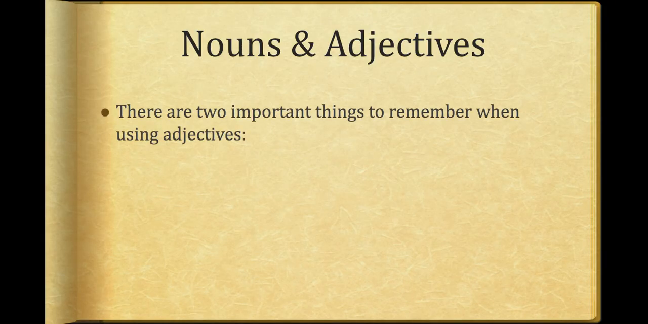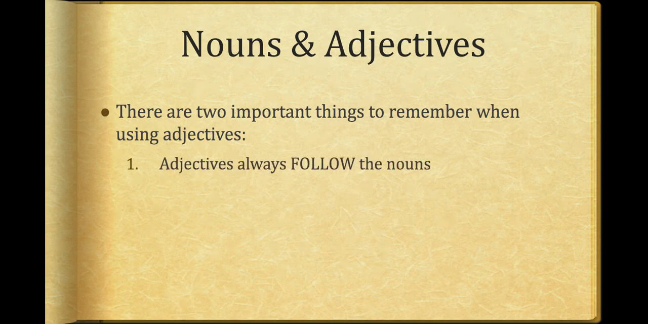Now, noun and adjective agreement. Remember that there are two important things to remember when we use adjectives. Number one is that adjectives always follow the nouns. They always come after the noun. So if you're saying the red house, remember that it's la casa roja. We're not going to say the red house in Spanish. It's actually the house red.